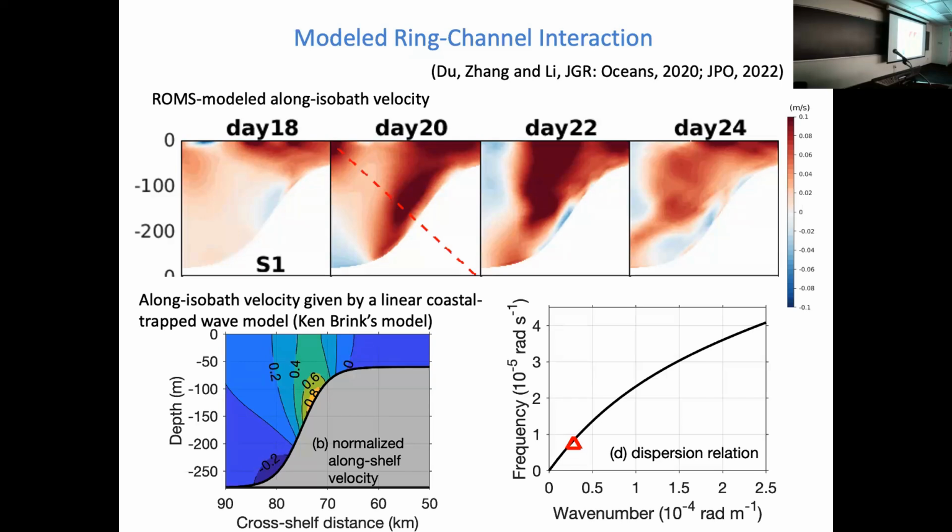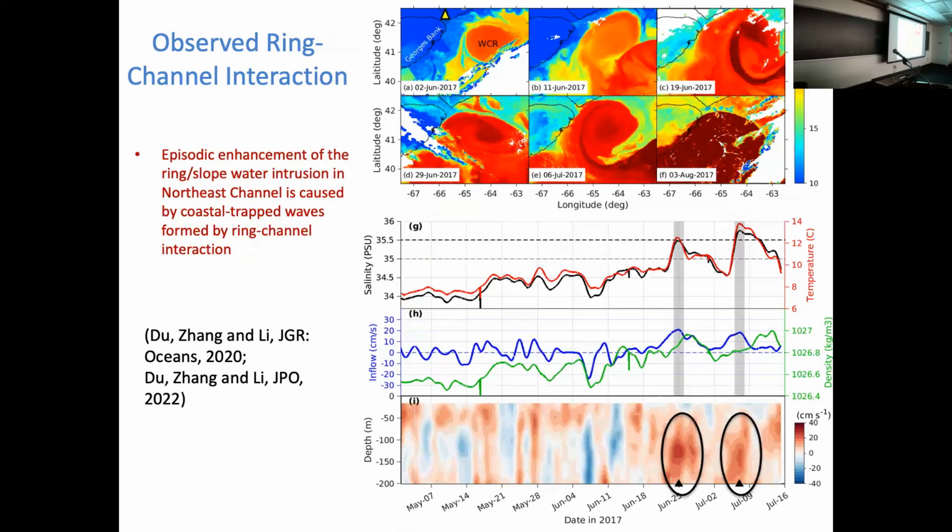And of course, linear waves will not be able to carry water mass. But certainly the system is not leaking. The nonlinearity of the system was able to carry some of the ring water into the channel, into the Gulf of Maine. So that caused these intrusion events.